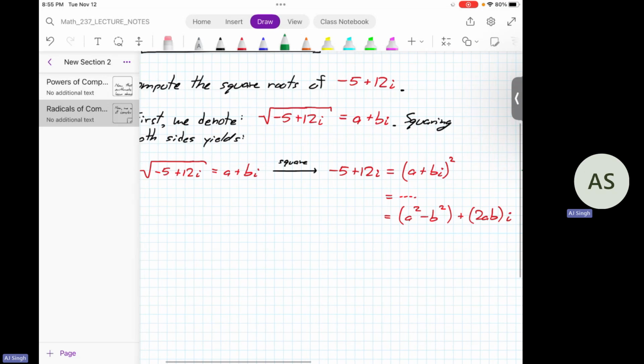Okay, this red stuff. And right here, we have equality, right? This complex number equals this complex number. And you may recall, we learned what equality between complex numbers meant. It meant that the real part has to equal the real part, and the imaginary part has to equal the imaginary part. And so we can write all that down.